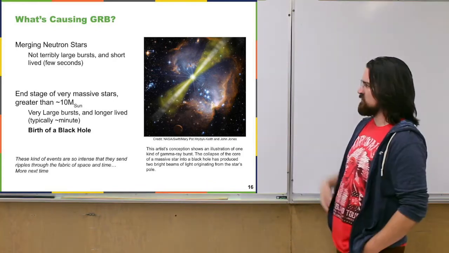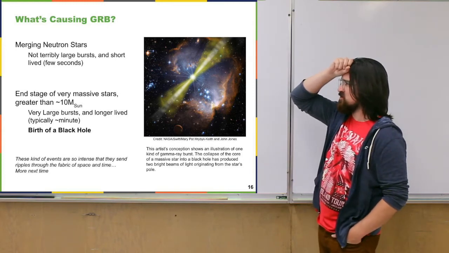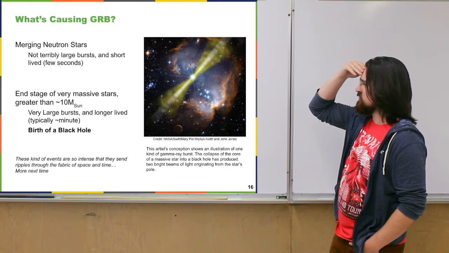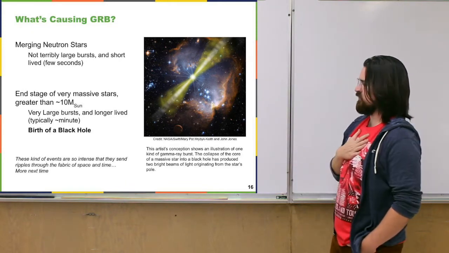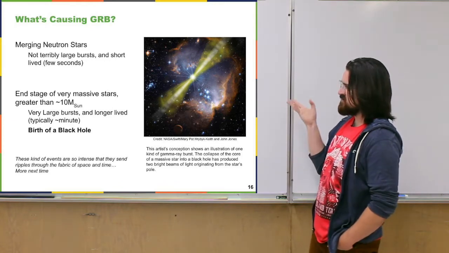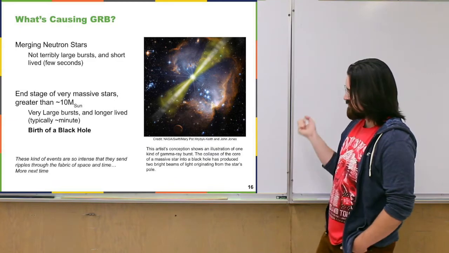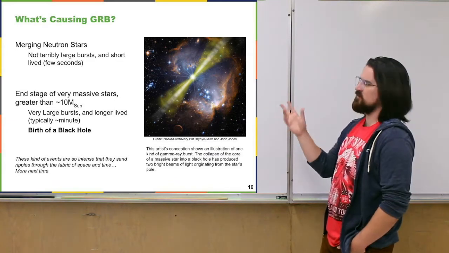of a black hole. So the merging of the neutron stars can generate these gamma ray bursts, though they're apparently not like terribly large or intense bursts, and they're much shorter, a few seconds, whereas the end stage of these really massive stars will generate really large gamma ray bursts, and they can last a bit longer, typically about a minute.